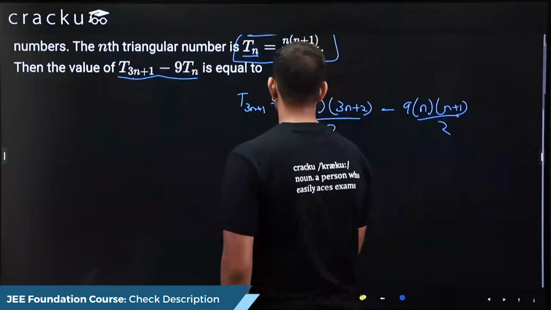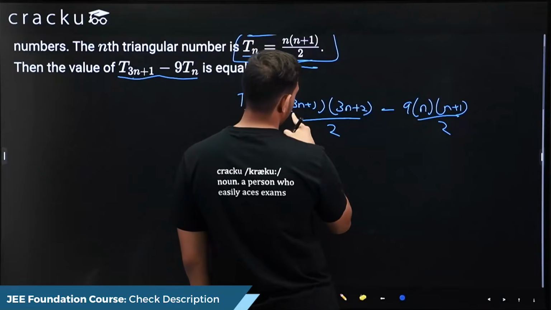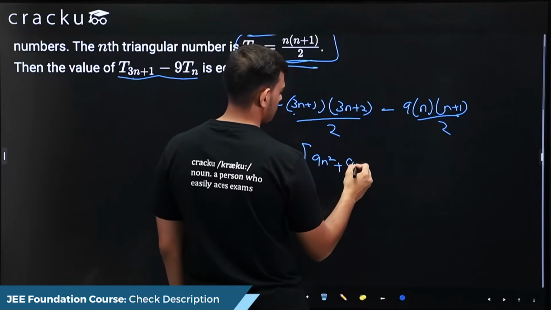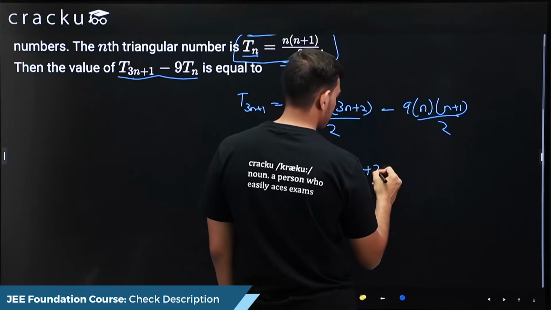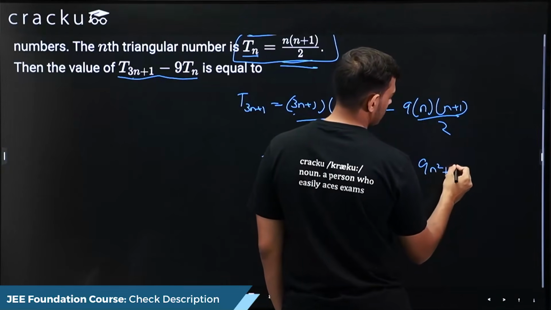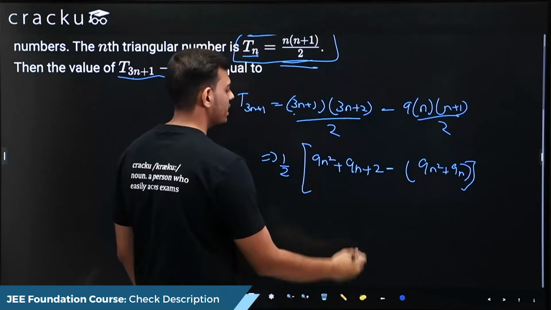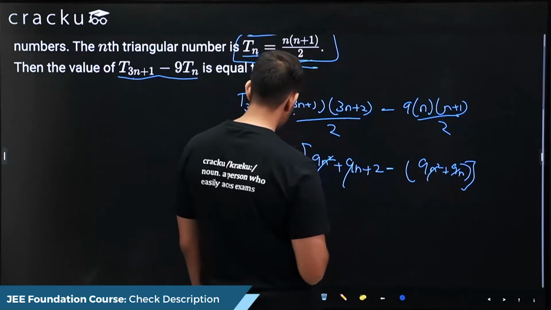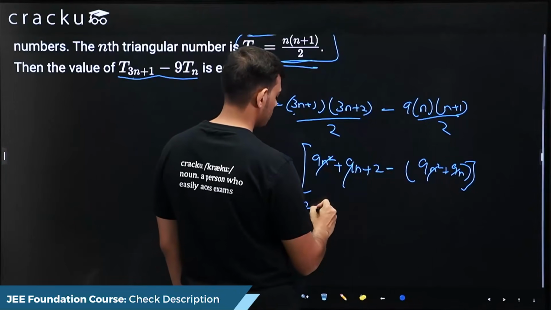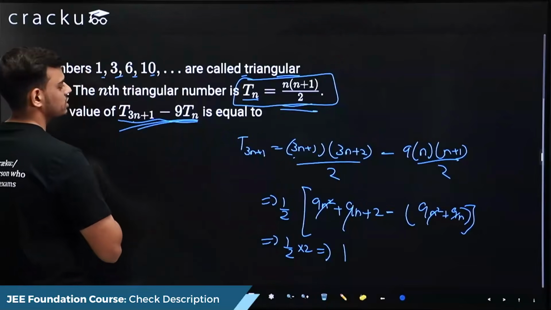I'll take 1 by 2 out and let us open this. This will be 9n square plus 9n plus 2 minus 9n square plus 9n. So this 9n square and 9n will get cancelled out. This will be 1 by 2 multiplied by 2, which is nothing but 1. The value of this expression will be 1.